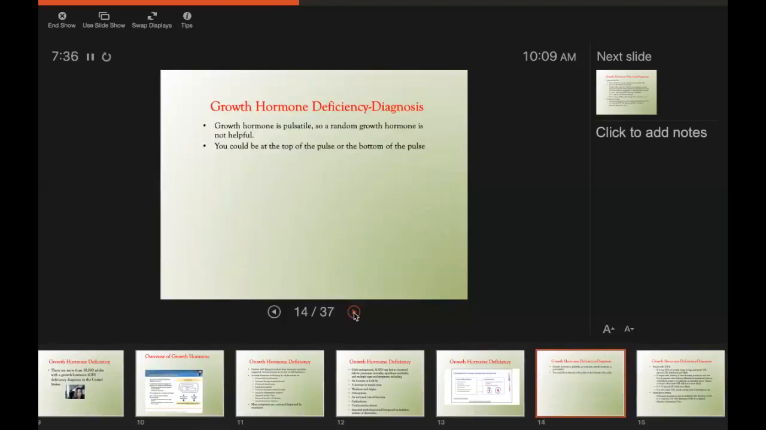So how do you diagnose growth hormone deficiency? You could think maybe you just measure growth hormone. That's not helpful. Growth hormone is made in a pulse. You can be at the top of the pulse or the bottom of the pulse. Just measuring a random growth hormone is really useless, and it sort of teases out the people that know what they're doing from the people that measure a random growth hormone.